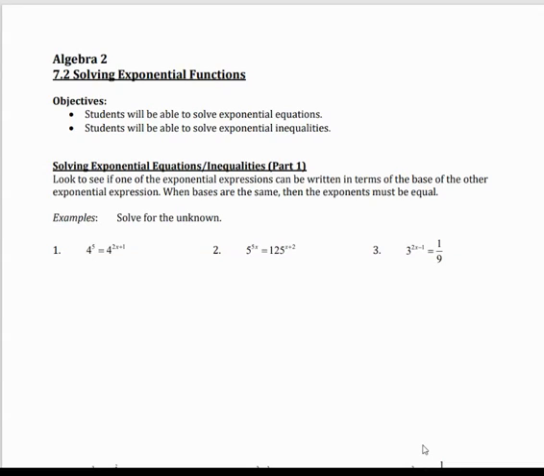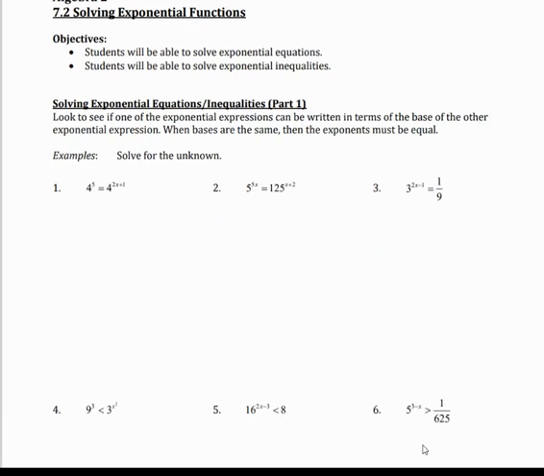For 7.2, we're going to do solving exponential functions. So we've looked at the graphs of an exponential function and what it is. Now we're going to start with solving. And if you notice, I'm calling this solving exponential equations and inequalities part 1, because these ones will be ones where we do not need a calculator to solve. We will look further in the chapter at ones where we need a calculator to solve.